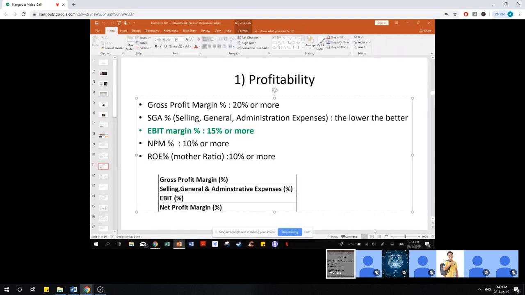So if no question, I can proceed to the next. Oh, wait, I got a question. Okay, go. Yeah, please ask. Just now about the tax, right? You say tax expense is a non-cash item, right?